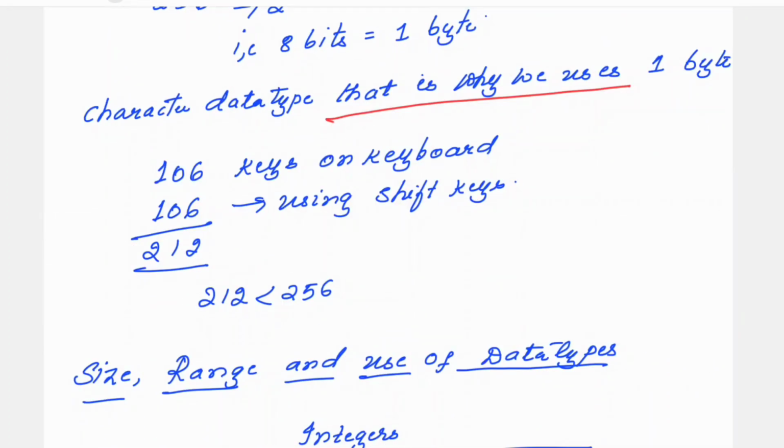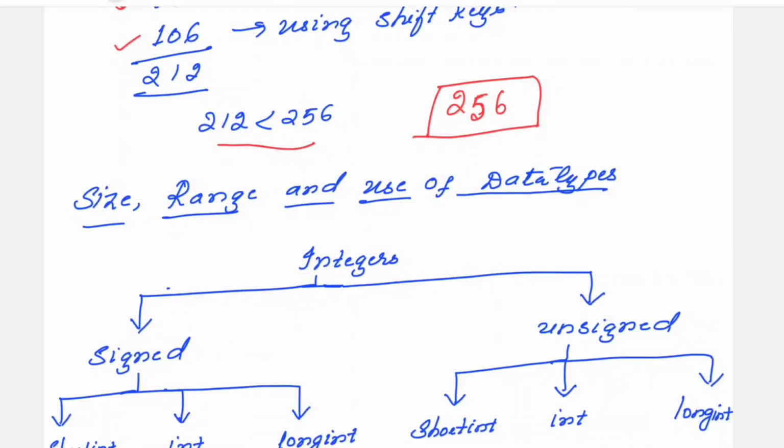And even if you take the keyboard, the laptop keyboard or the desktop, you can see that there are 106 keys on the keyboard. By using the shift keys, you may get another 106 symbols. So totally here it is 212, which is less than 256. The maximum number of symbols or letters for any language cannot be more than 256. For that reason only we are taking 1 byte as the memory to store the character data type. Fine. So this is all about the character data type.